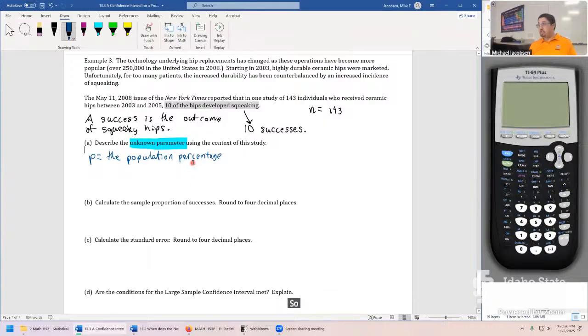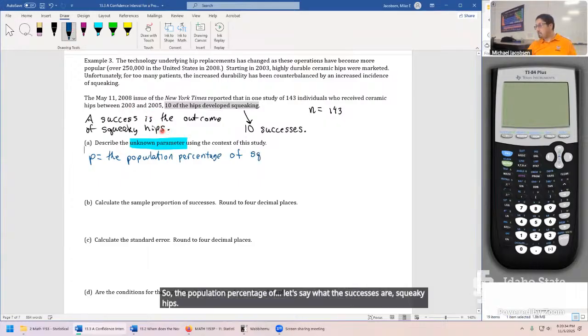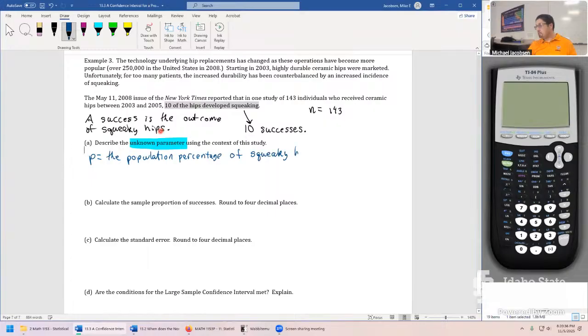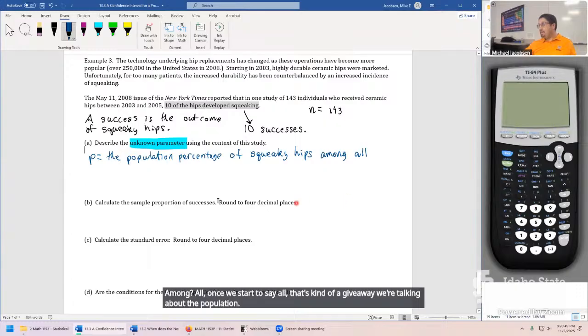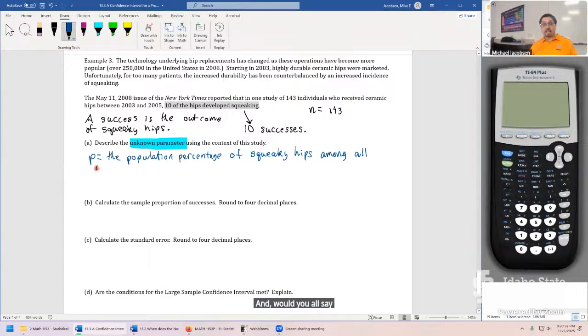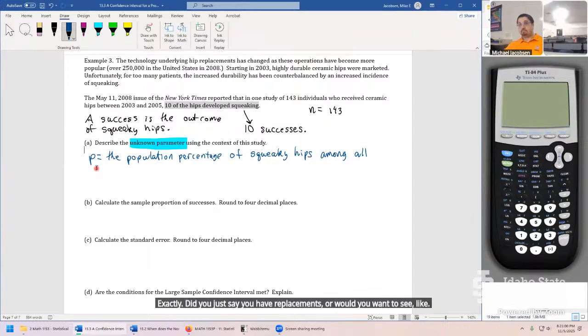So the population percentage of, let's say what the successes are, squeaky hips. Among all, once we start to say all, that's kind of a giveaway. We're talking about the population. And what would you all say the population should be in this case? Exactly. Did you just say hip replacements, or would you wanna see, like, for all people that? You wanna say anything like that?